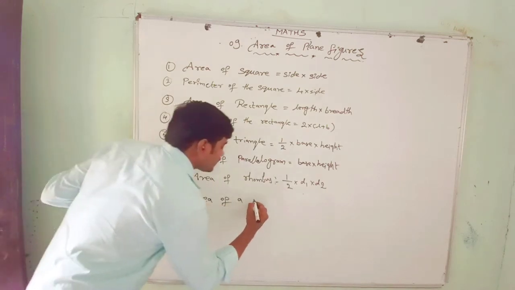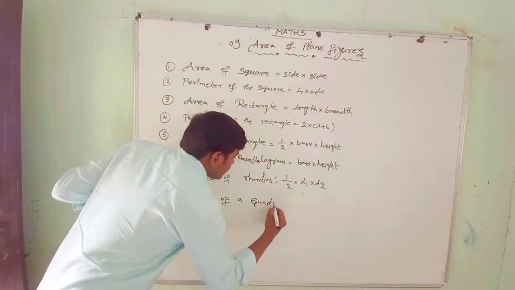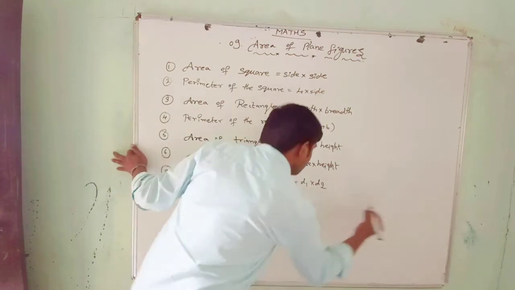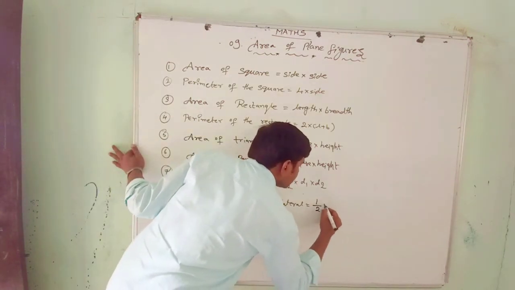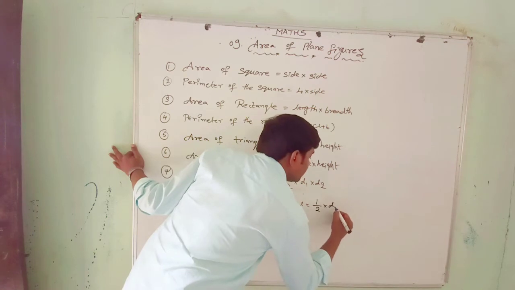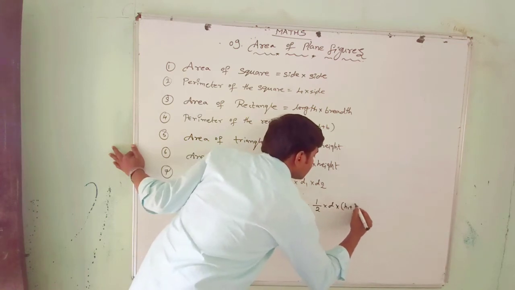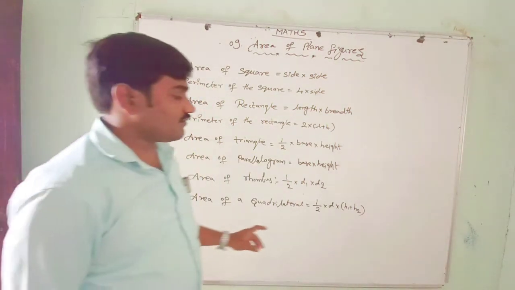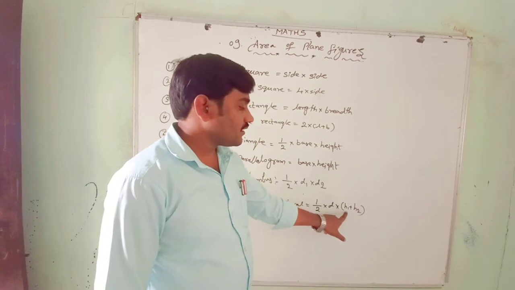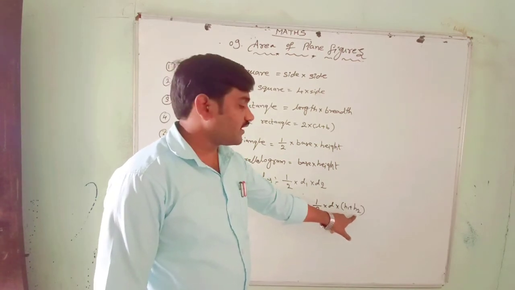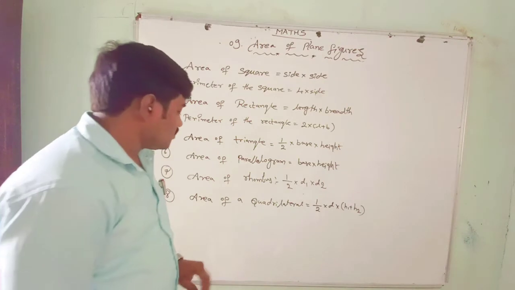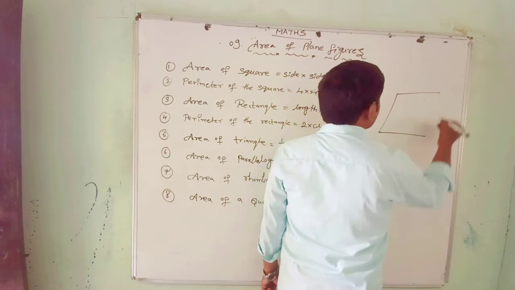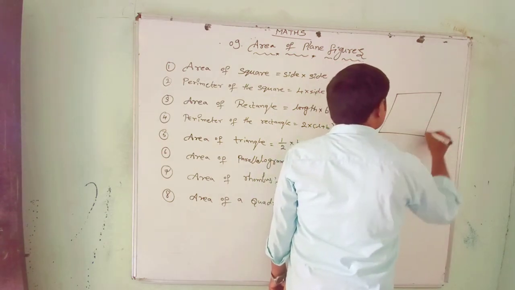Area of a quadrilateral equal to 1 by 2 into D into H1 plus H2. Half of the product of the diagonal and the sum of its perpendicular heights. So let us go for one quadrilateral. Let us write any quadrilateral here. Let me take this as a quadrilateral.